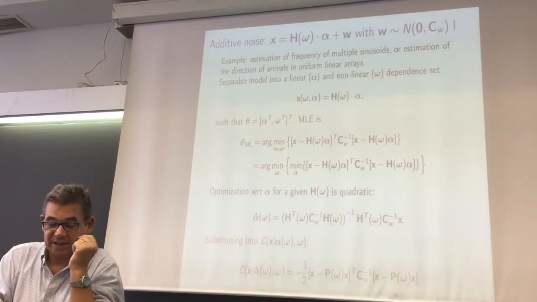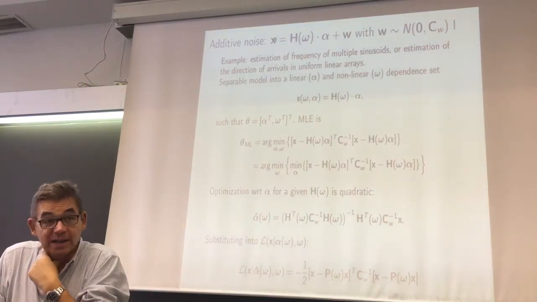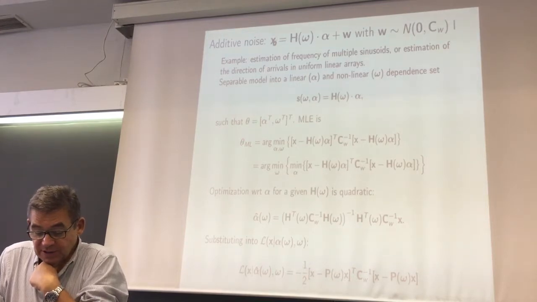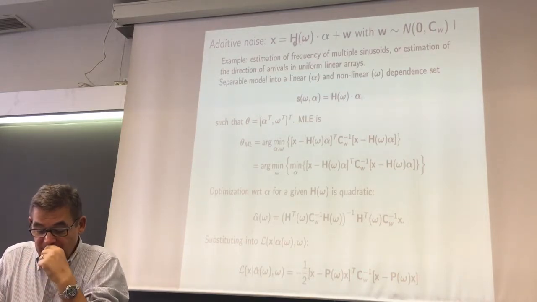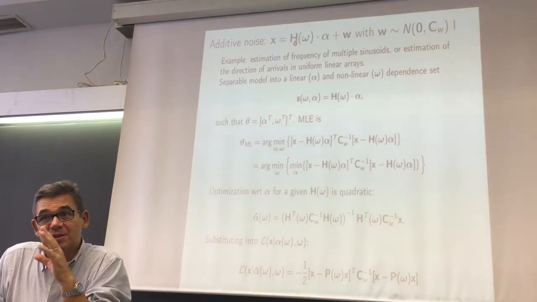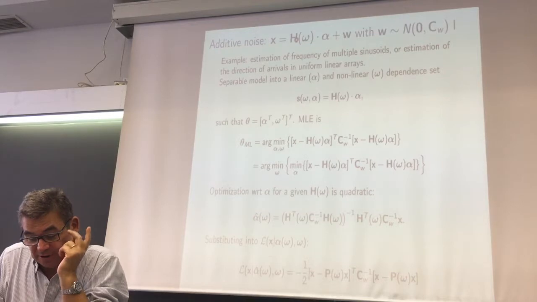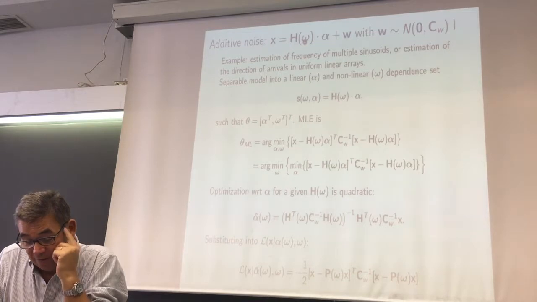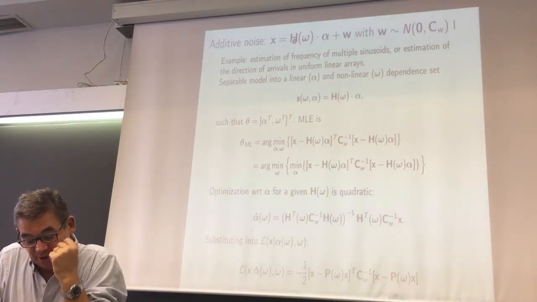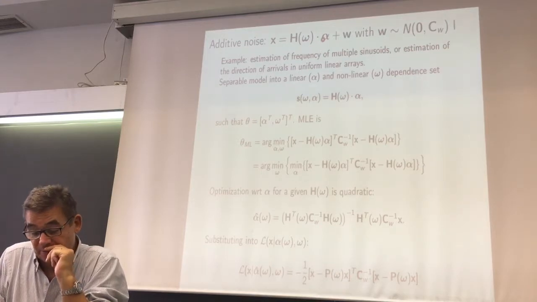Now, let's take another problem. The other problem is where the data x is obtained by this strange model. It's linear, but the regressor term, this h, depends on another set of parameters. So we have h that depends on a set of parameters that I indicate as omega, and then I have another multiplier factor that is alpha, plus w.